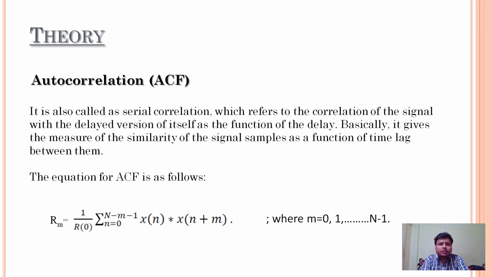So let's get to know what is autocorrelation. Autocorrelation, also called serial correlation in digital signal processing, refers to the correlation of the signal with the delayed version of itself as a function of the delay. Basically, it gives the measure of the similarity of the signal samples as a function of time lag between them. The equation for the autocorrelation function is as follows.